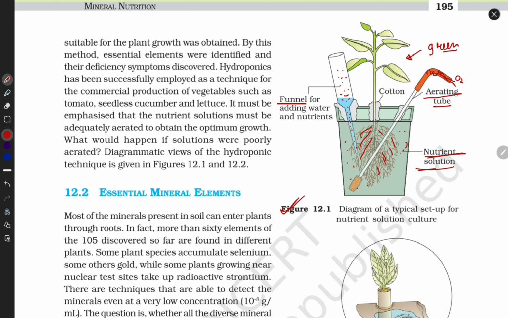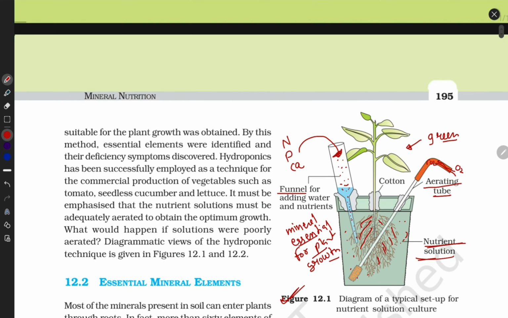They one by one give their solution and test. They add a solution and test how much nitrogen they require, how much phosphorus they require, how much calcium they require. So they gave a theory that yes, minerals are essential for plant growth. Clear guys? Now clear? Let's read some experiment here.